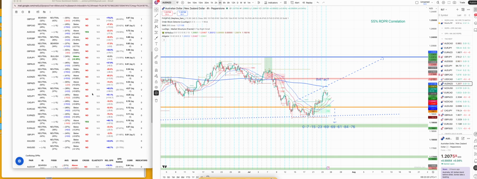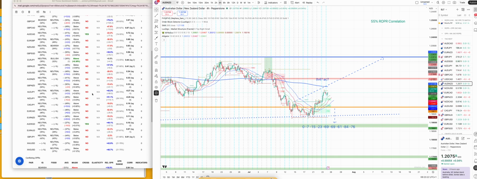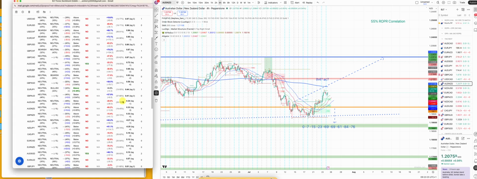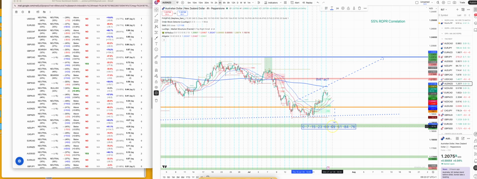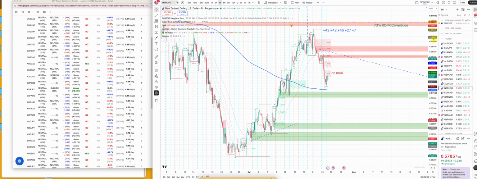This is a bummer. Aussie New Zealand neutral minus 69. Yeah, none of those numbers line up. 55% correlation. Maybe this is the bit where it doesn't correlate. But yeah, it's following that line. Anyway. Okay.